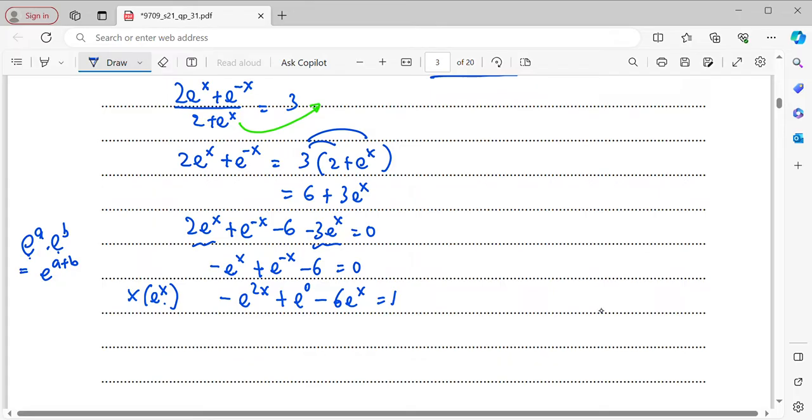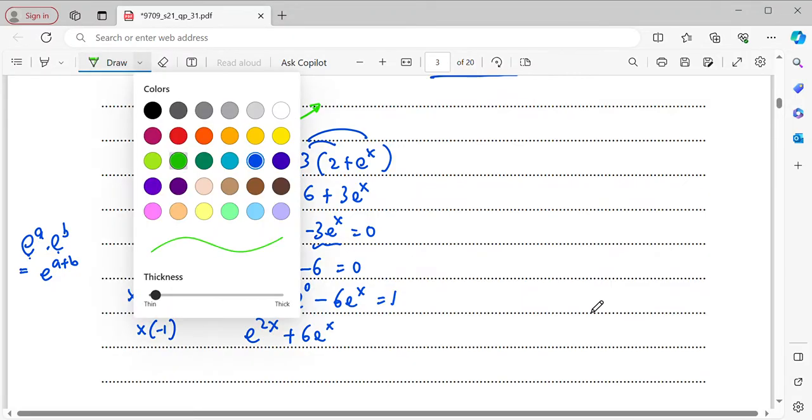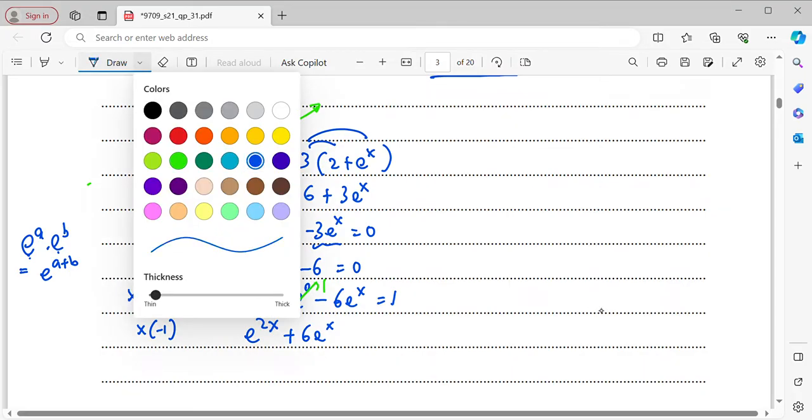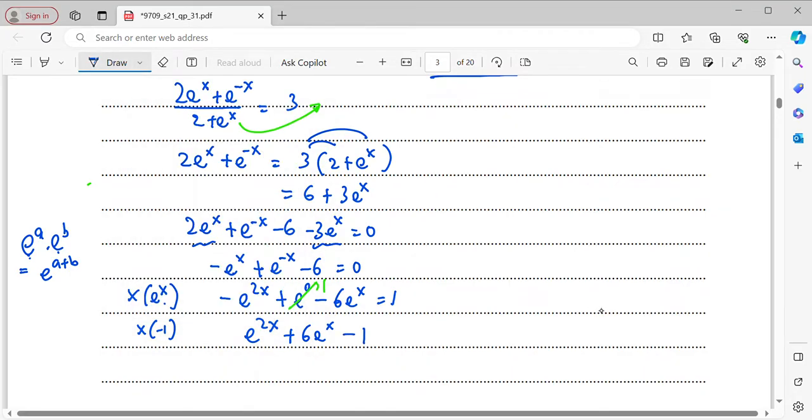Now the whole equation I am going to multiply by negative 1. Then you will be getting e^(2x). Then I rearrange: the negative 6e^x will be my second term. After you multiply by minus 1, it becomes positive. The middle term, which is e^0, is basically 1, but when you multiply by negative, it becomes minus 1. And the right side is 0, so equals 0.